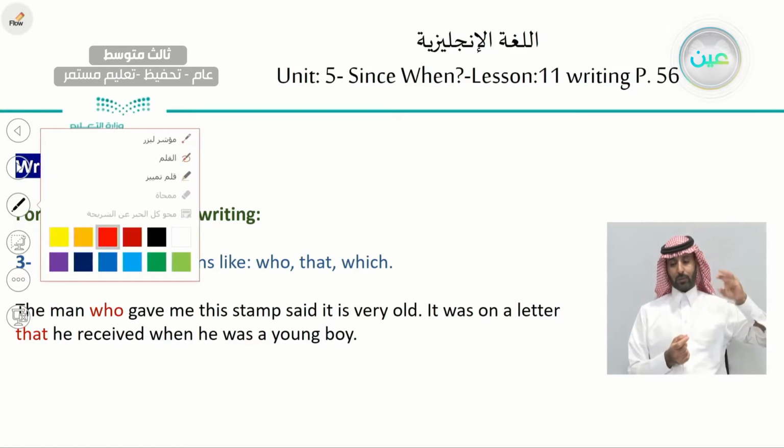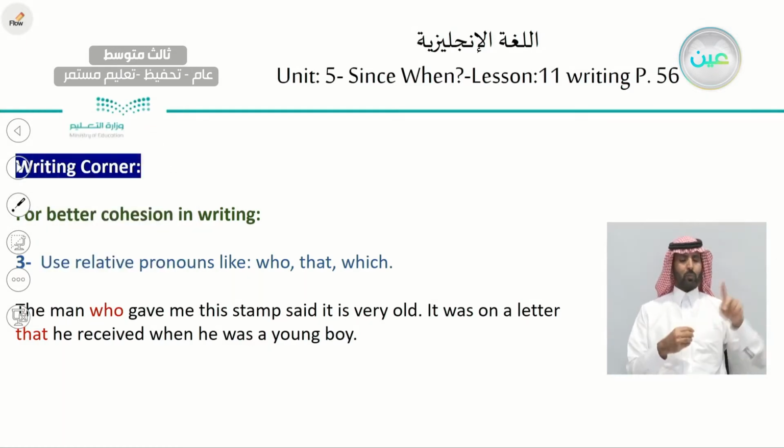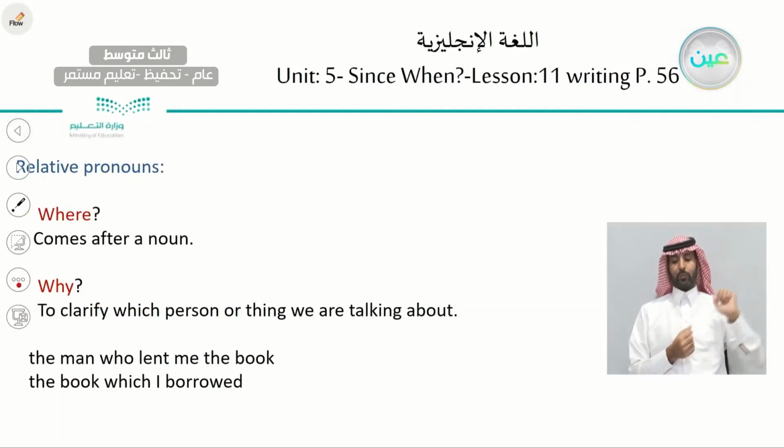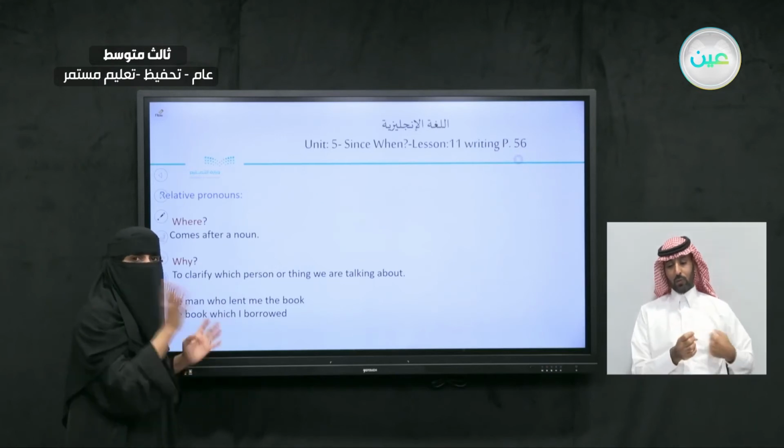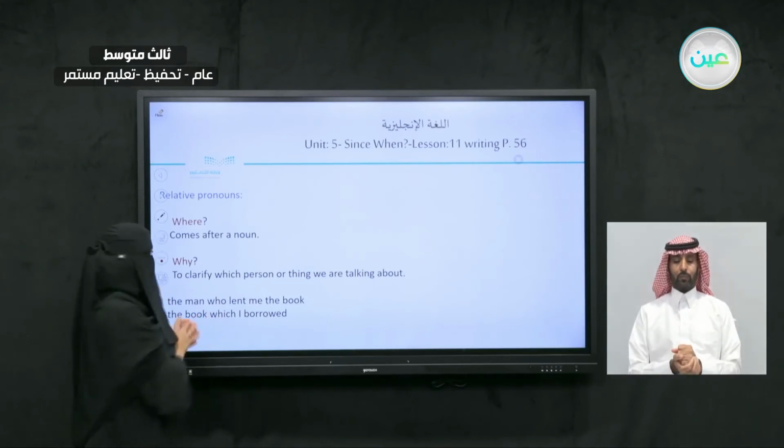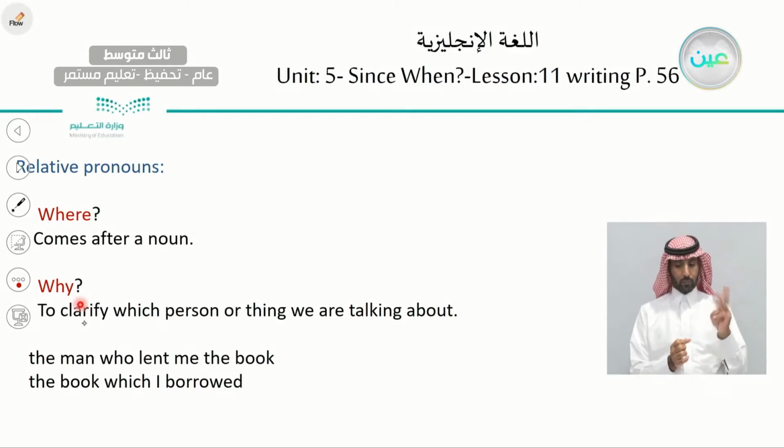Okay, when do we use who and when do we use that? Let's see the relative pronouns. When do we use the relative pronouns? Where do we use it? The relative pronouns, they come after a noun. Where do we put it in the sentence? It comes after a noun, okay? And why do we use it? To clarify which person or a thing we are talking about, okay?